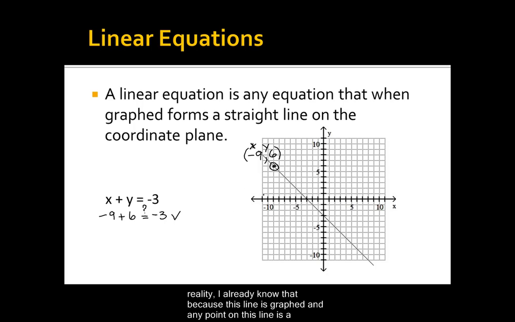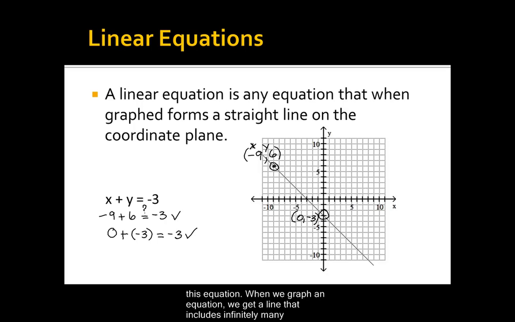And in reality, I already know that because this line is graphed, and any point on this line is a solution to this equation. So if I pick another one, let's pick a point on the y-axis. Right here, we know any point on the y-axis has an x-coordinate of 0. The y-coordinate would be -1, -2, -3. So we would be using the ordered pair, x is 0, y is -3. We plug that in, we get 0 plus -3 equals -3, and the answer is yes, it does. So any point on this line is a solution to this equation.